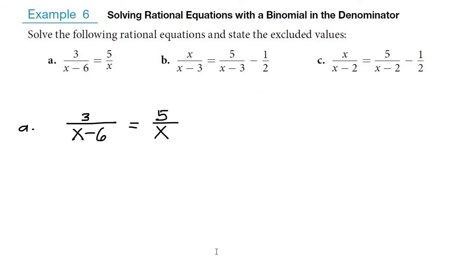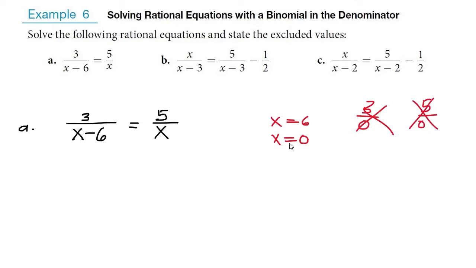In example 6, we're asked to solve rational equations and state any excluded values. In part A, I have 3 divided by the quantity x minus 6 equals 5 divided by the quantity x. So I can see the excluded values here are anything that make the denominator 0 because we cannot divide by 0. So when x equals 6, that will result in 3 divided by 0 because 6 minus 6 is 0, so that's not okay. And then when x equals 0, that will result in 5 divided by 0, and that's not okay.